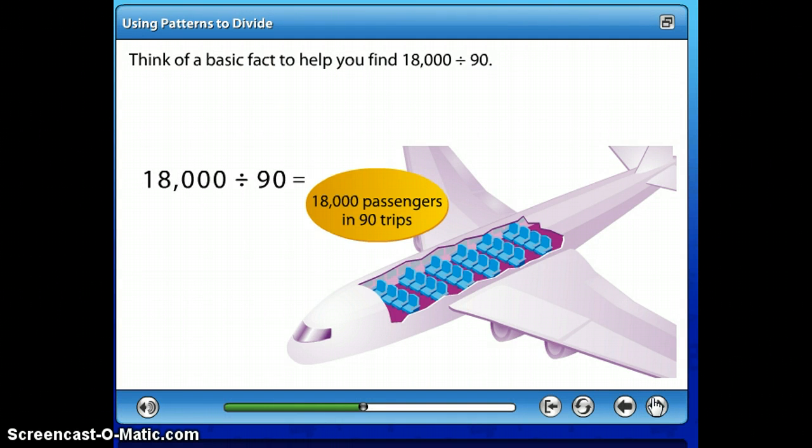Think of a basic fact to help you find 18,000 divided by 90. What basic fact do you see that would help you? Hope? 18 divided by 9? So that basic division fact could help you solve this problem, correct?